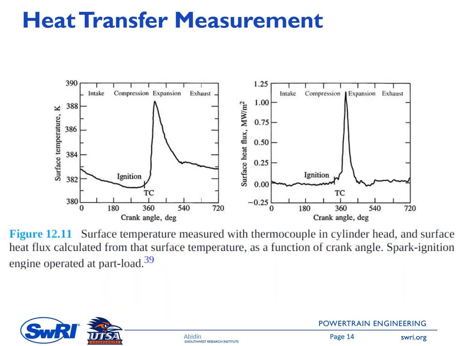The next one is heat transfer measurement. The surface temperature can be measured by a thermocouple. The figure on the left side here is showing an example of the surface temperature measured in the cylinder head, and on the right side is the estimated heat flux calculated from the surface temperature. So you can see here that the surface temperature is high, especially during the combustion process. However, this surface temperature change is much smaller than the change on the gaseous side. So this one only changes from around 380 to 388 Kelvin, while on the gaseous side we have a temperature change, let's say, from 400 Kelvin during the intake stroke to 2000 Kelvin during the combustion process.